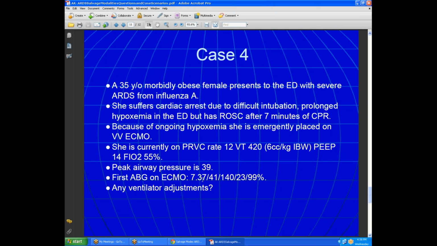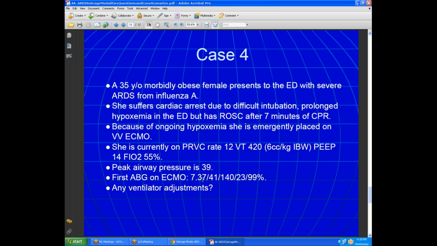But the peak airway pressure. What's that? She's morbidly obese, right? Right. So it may not be that her alveolar pressure is too high. It's hard to know without an esophageal probe in. So I think that either lowering the tidal volume or lowering the PEEP, you could argue about either of them.